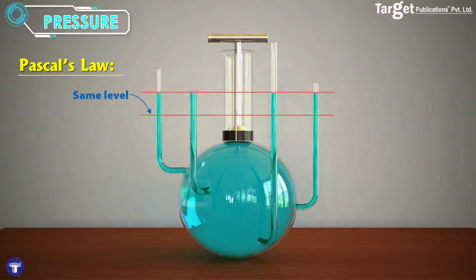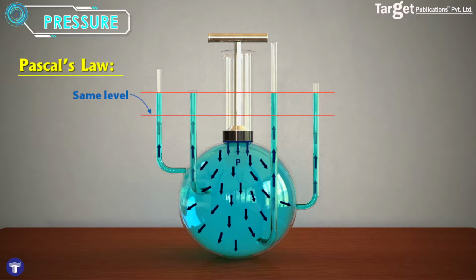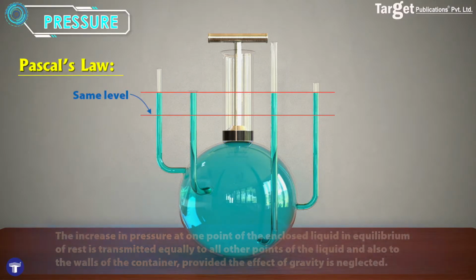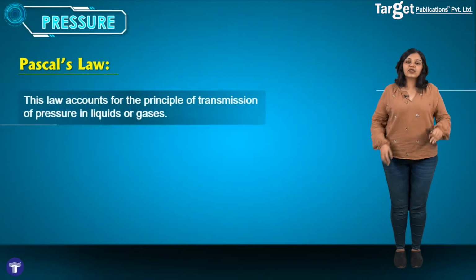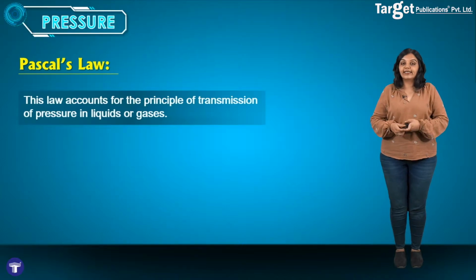This indicates that when the pressure on the flask was increased, it distributed this pressure uniformly throughout the liquid. And hence, we come to the conclusion that the increase in pressure at one point of the enclosed liquid in equilibrium of rest is transmitted equally to all other points of the liquid and also to the walls of the container, of course, provided that the effect of gravity is neglected. This is Pascal's law. Now, this law accounts for the principle of transmission of pressure in liquids or gases.